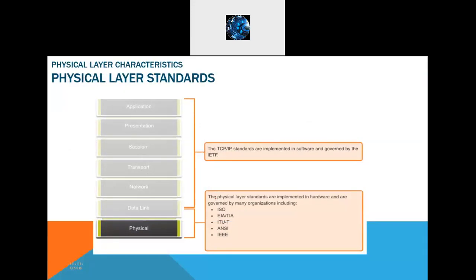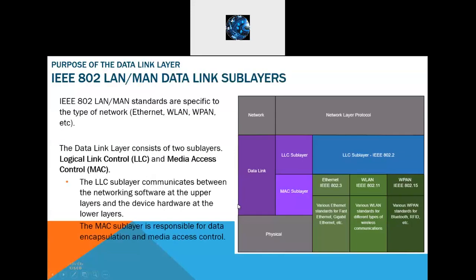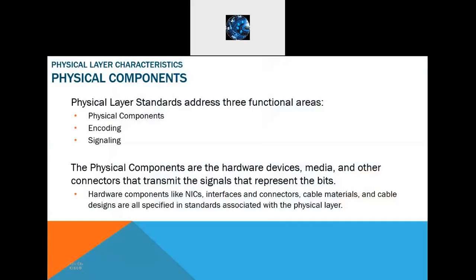Now, look at what they said about physical layer. Anything that has to do with physical things like your cable, your network card, and whatever, the physical layer standard, that is our layer 1, are implemented in hardware, physical things, and are governed by many organizations, including we have the ISO, we have the EIA/TIA, ITU-T, ANSI, and IEEE. These are the people behind the standard. Meaning what? They define what is going to happen at layer 1. They define what you need to put in place for the cables at layer 1 to work properly. They define a lot of stuff.